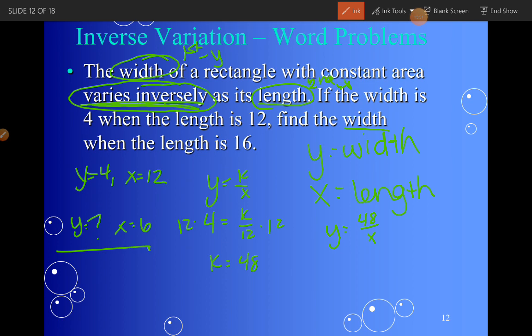Plug in what we know. We don't know what y is. We know x is 16. So y is equal to 48 divided by 16. I'm sorry, 16. So 48 divided by 16 is 3. So if the length is 16, that means that the width is going to be 3.